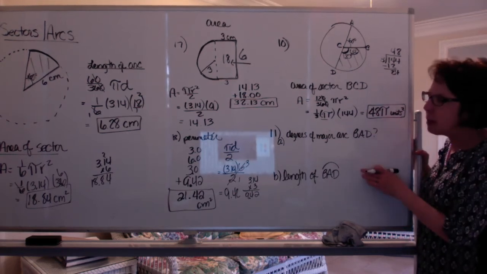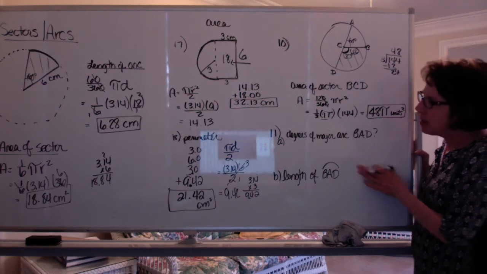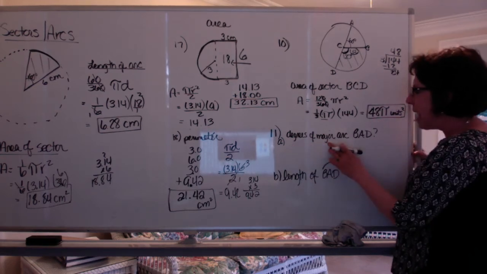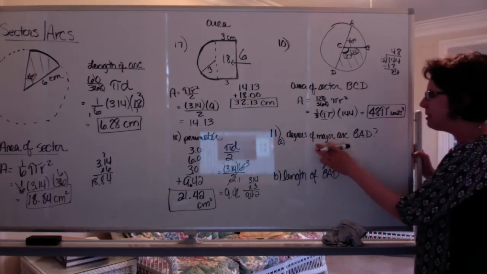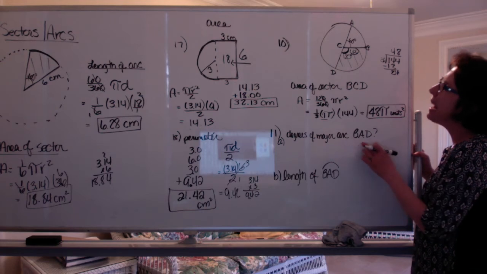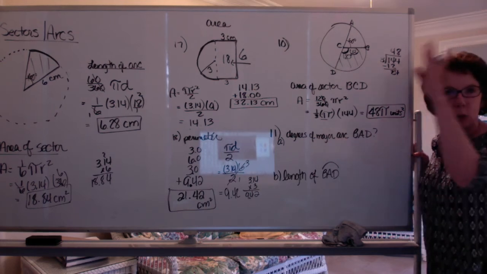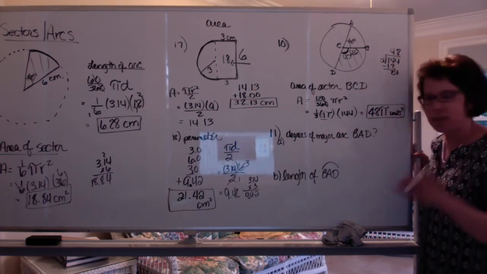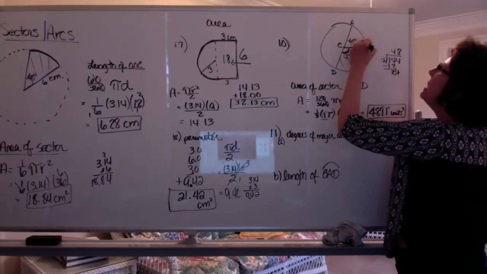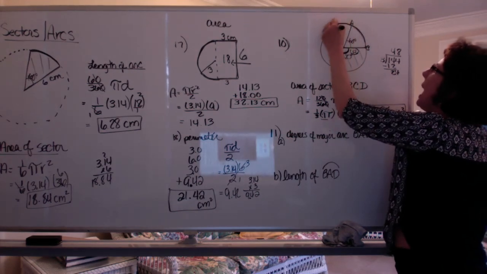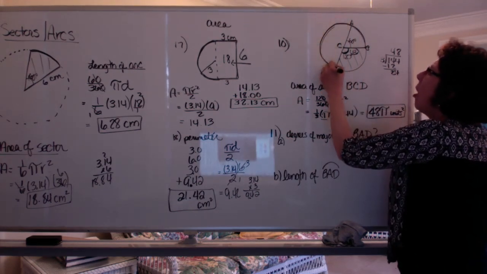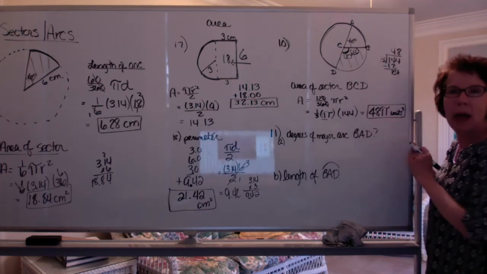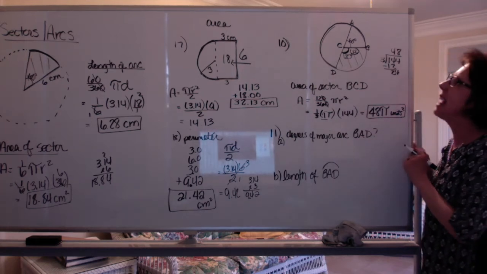Now let's go to number 11, last one. The degrees of major arc. How many degrees is major arc BAD? Remember, a major arc is greater than half a circle. So BAD goes all the way around here. Okay, how many degrees is that?